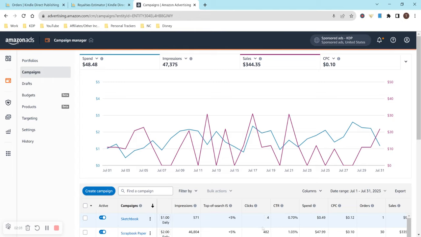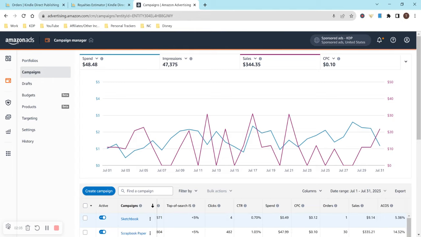And looking down here, I had 482 clicks on the scrapbook, 4 clicks on the sketchbook. My click-through rate was 0.70% for sketchbook and 1.03% for scrapbook. And that was over my spend. So most of my spend was in the scrapbook paper, which is totally fine. I got one order for the sketchbook, which I'm really happy about. So the ATOS is pretty low at 5.36%. I got 30 orders for the scrapbook paper, which has an ATOS of 14.32%, which I'm pretty happy about.